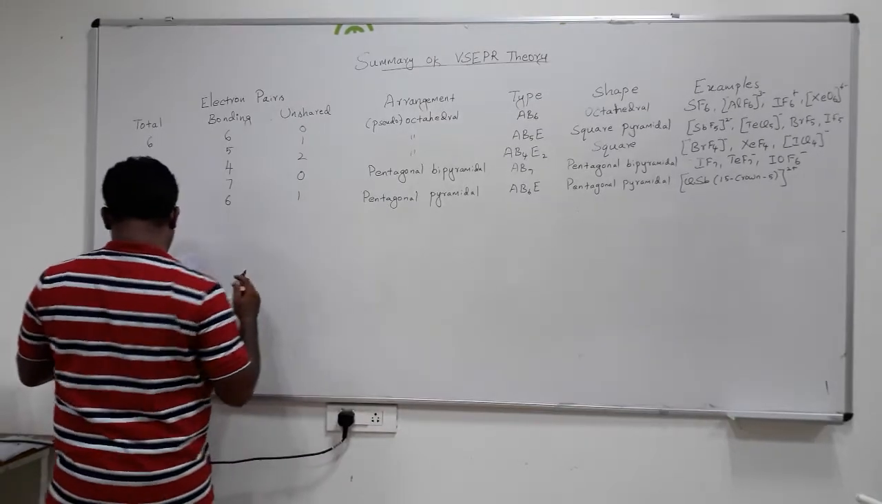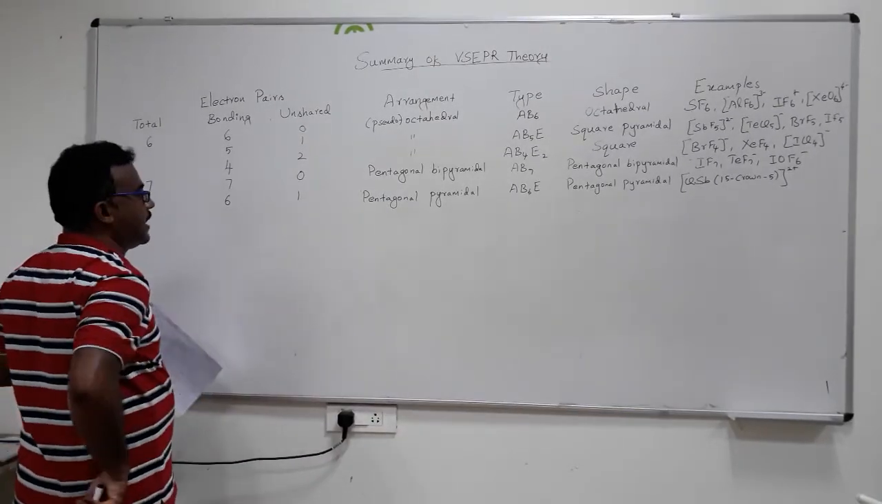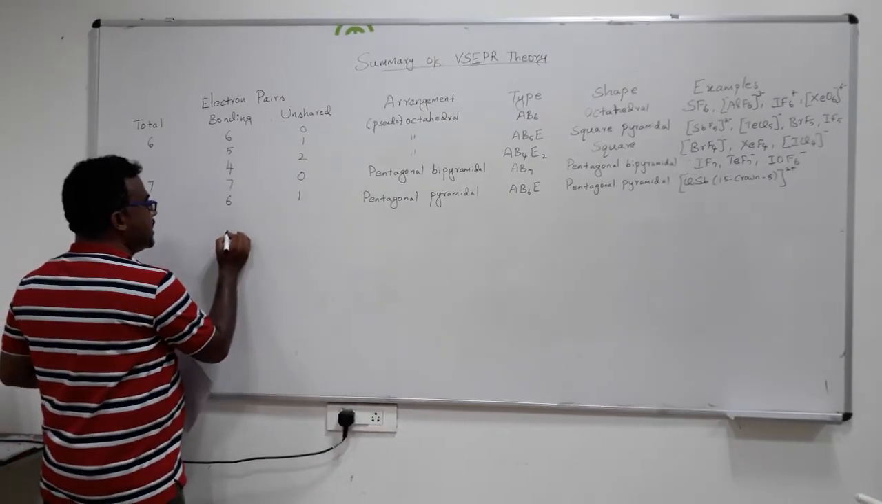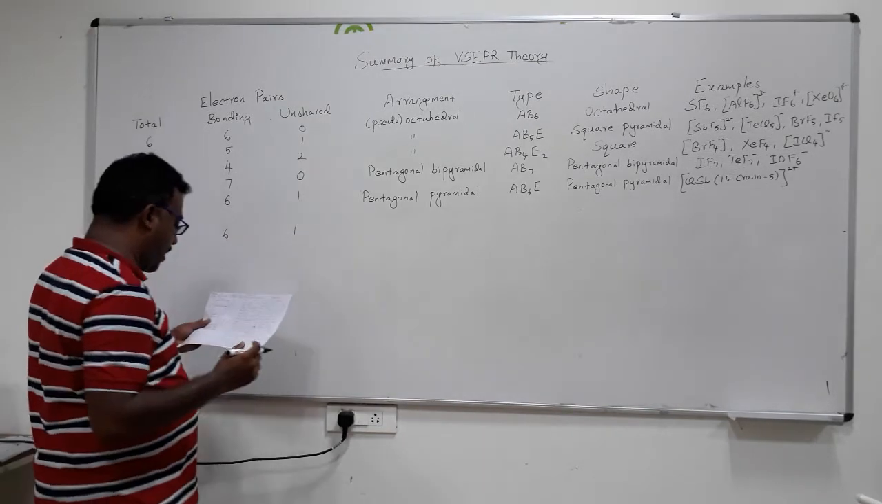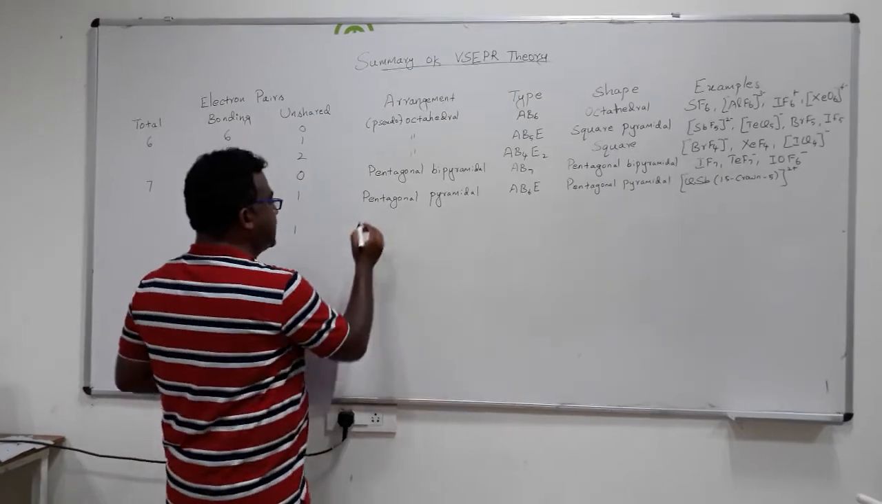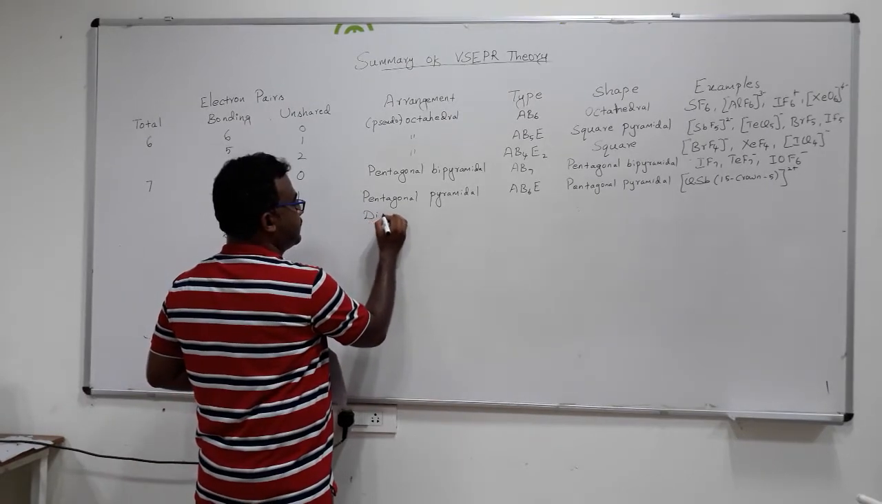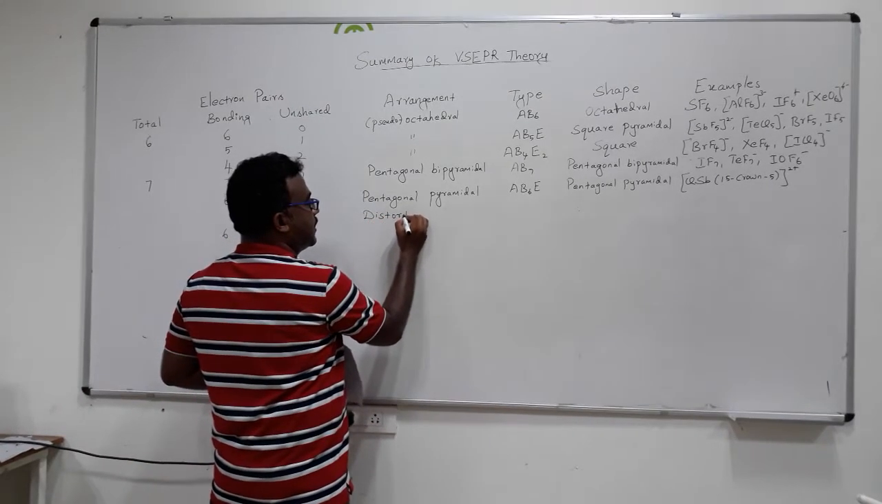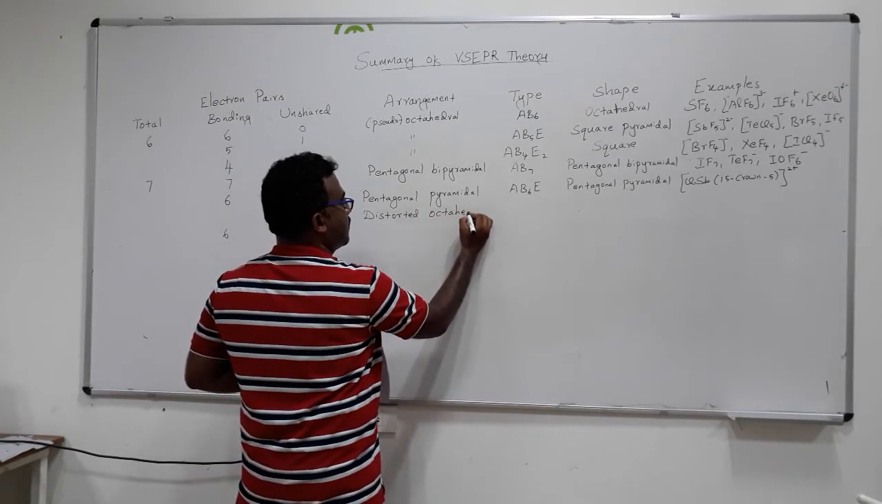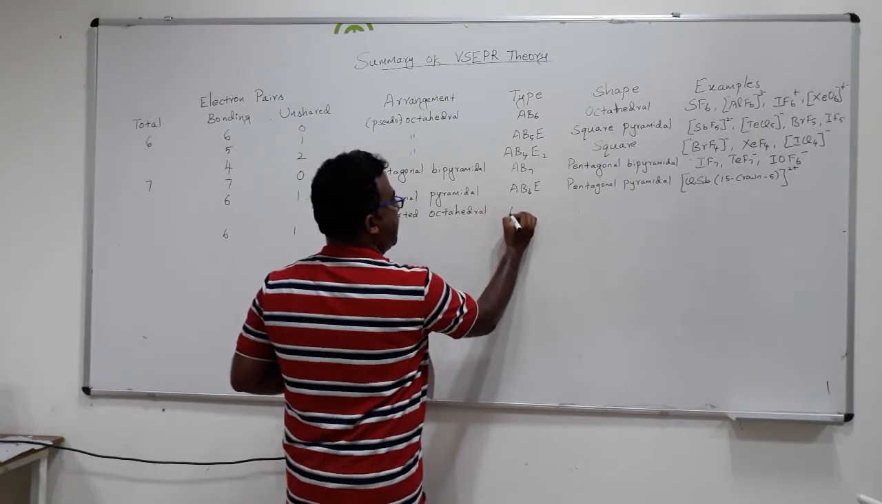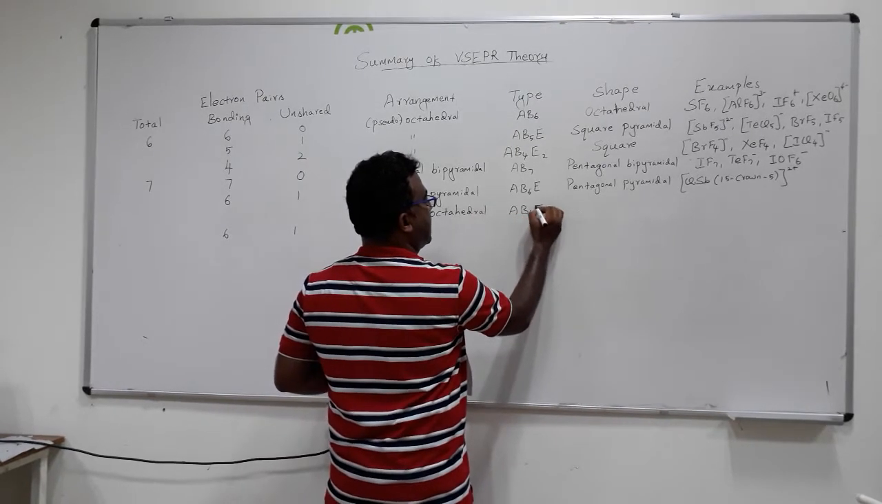And then we have one more system, which is 6 bonding pairs and 1 unshared pair of electrons, which will be called distorted octahedral. Distorted octahedral, AB6E.